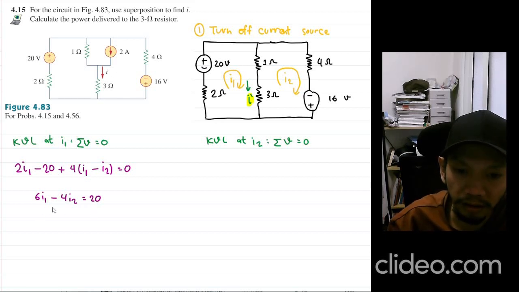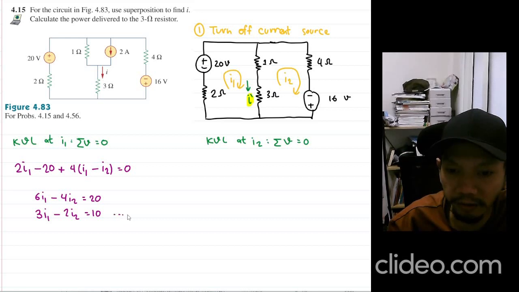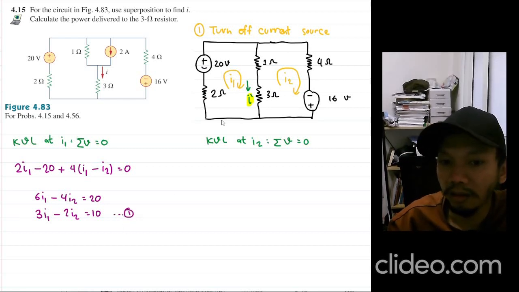Maybe let's divide both sides by 2. So I'll have 3I1 minus 2I2 equal to 10. Let's save that as equation number 1. Now let's move on to equation number 2.